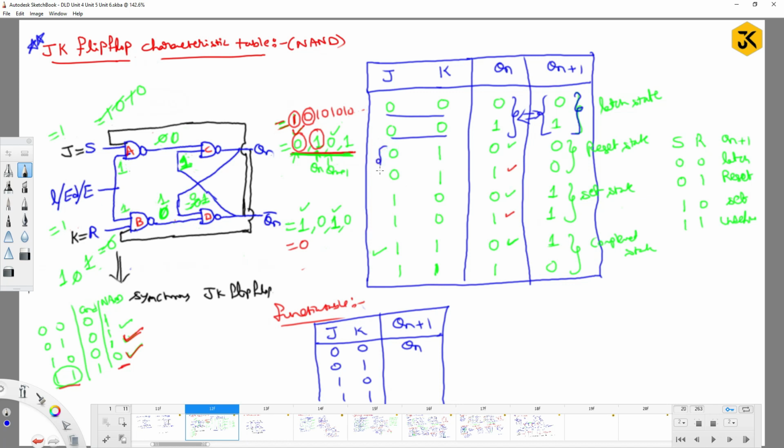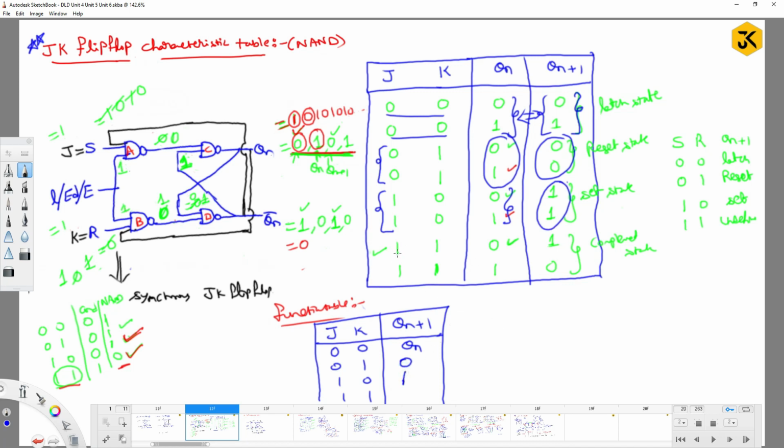Similarly, when J and K are 0 1, and Qn is 0 or 1, irrespective of this Qn, you are always going to get 0. So I can write Qn plus 1 as 0. Similarly, when J and K are 1 0, Qn is 0 or 1, you are always going to get the state as 1, the set state. So I can write Qn plus 1 as 1.